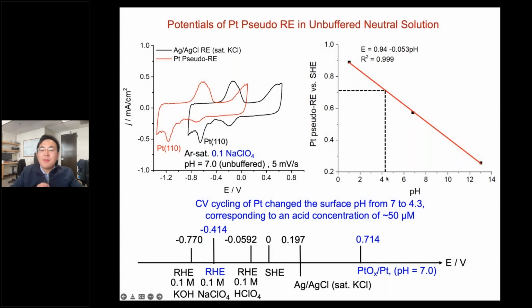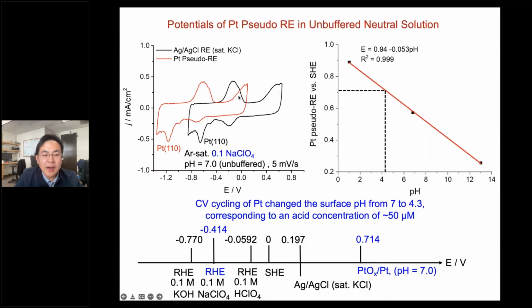So the electrochemical reaction for the platinum on the working electrode is actually changing the surface pH slightly. An acid concentration as small as 50 micromolar can change the pH from 7 to 4. It just gives you a sense of how the potential shift is correlated to the pH change.